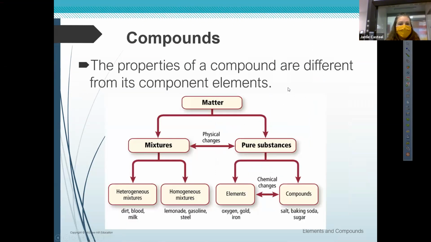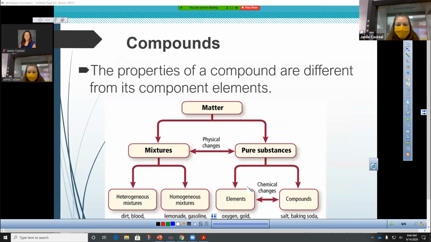Take a look. Didn't we talk about this flow chart before? Yes. Matter is broken down into mixtures and pure substances. On the pure substance side, we talked about elements and we talked about compounds. On the mixture side, what are the two types of mixtures? Heterogeneous and homogeneous. Now you see some examples down there at the bottom.